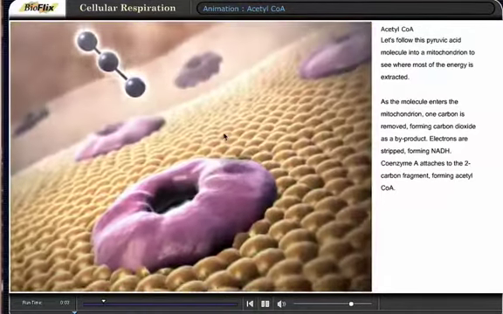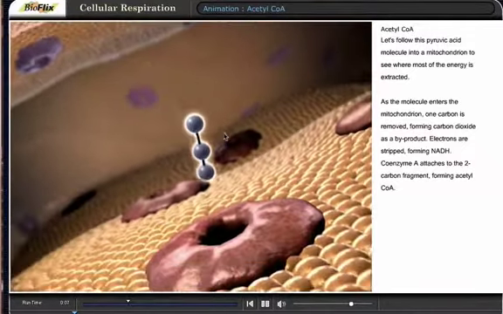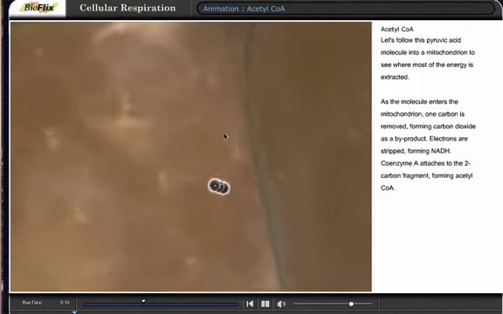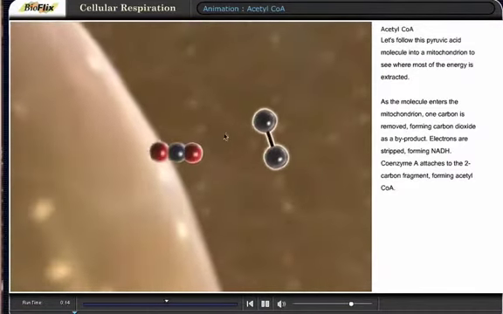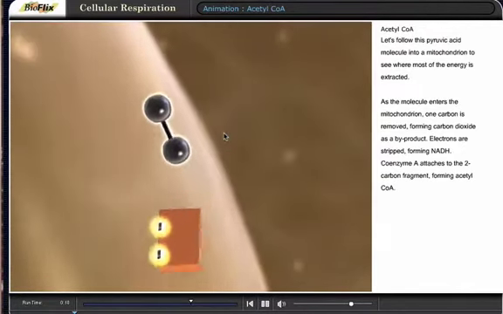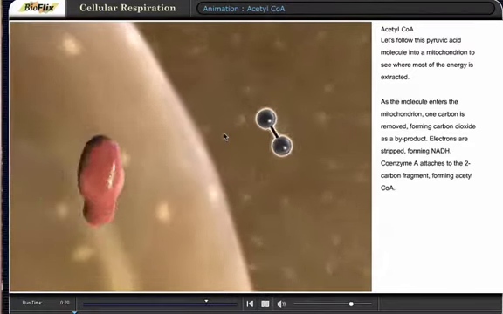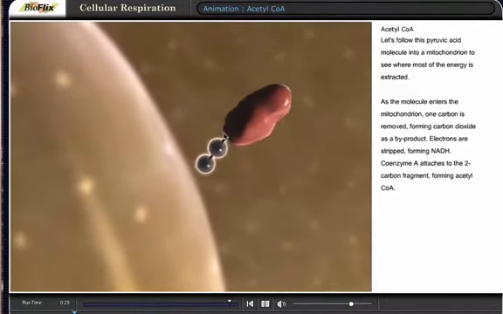Let's follow this pyruvic acid molecule into a mitochondrion to see where most of the energy is extracted. As the molecule enters the mitochondrion, 1 carbon is removed, forming carbon dioxide as a byproduct. Electrons are stripped, forming NADH. Coenzyme A attaches to the 2-carbon fragment, forming acetyl-CoA.